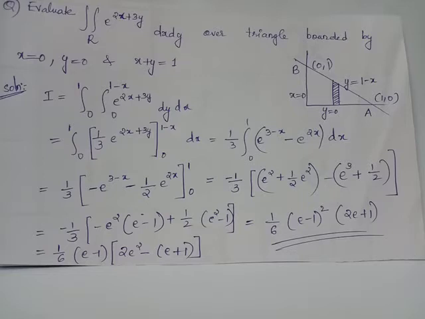Or we have the integral of e raised to 2x plus 3y with respect to y giving 1 by 3 times e raised to 2x plus 3y. Here we will give the limits of y, that is, wherever y appears, you will give the upper limit 1 minus x and the lower limit y equals 0 respectively. After integration and application of limits, we get a function of x, which has to be again integrated with respect to x. After the usual integration, we give the upper and lower limits of x, which are constant values, and we get the value of the integral as 1 by 6 times (e minus 1) the whole squared, multiplied by (2e plus 1).